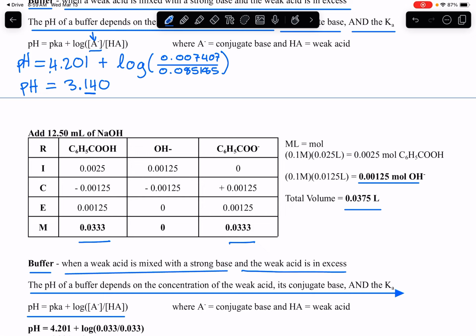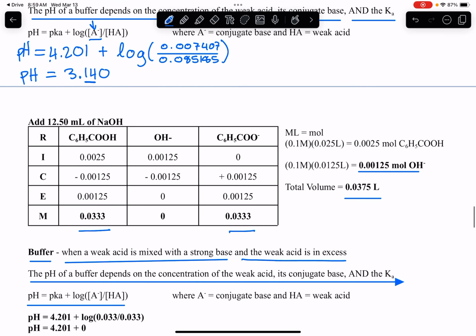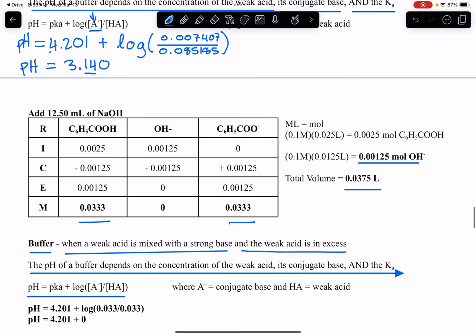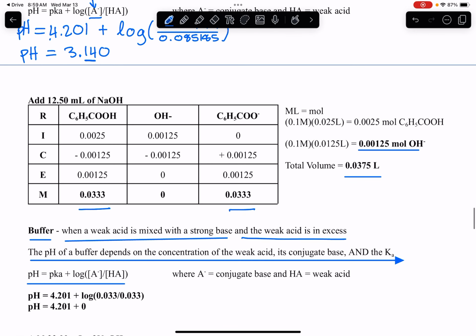Notice if you put this 0.033 divided by 0.033, that's 1. So when you take the log of 1, you get 0. So when the weak acid and its conjugate base are equal in concentration, the pH is equal to the pKa of the conjugate acid, or of the weak acid. So that means the pH is 4.201.